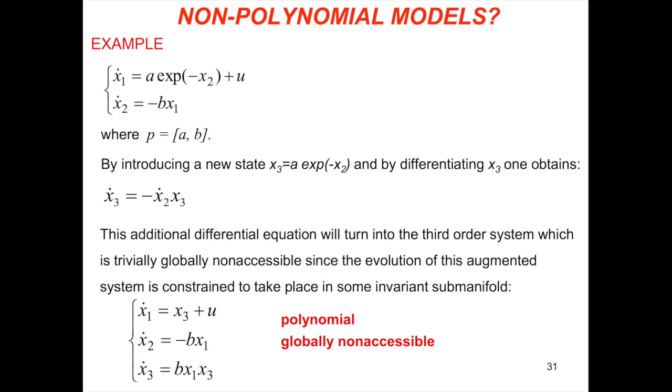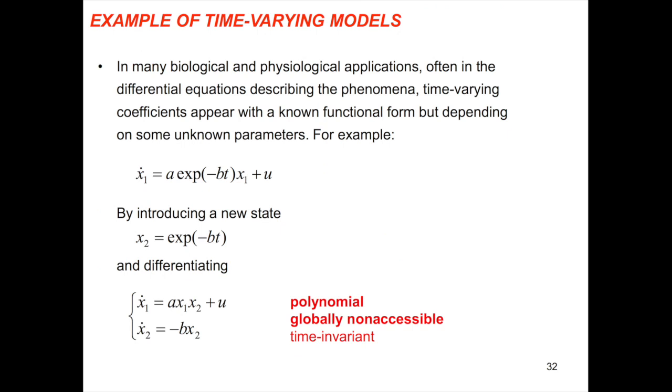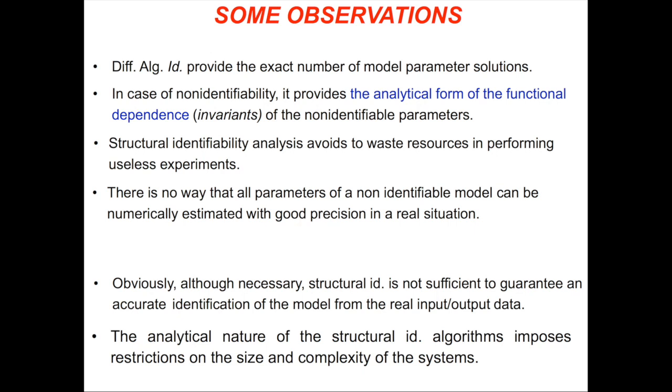The fact that we are able to check identifiability of systems which are globally non-accessible from initial conditions allows us to deal also with some non-polynomial models. For example, the exponential is one of the most popular models in biological systems. It is easy to introduce new state variables and to put your original system in polynomial form, which is obviously a trick, so it is globally non-accessible. We can also deal with time-varying models, which in practice are very common, by adding additional state variables and checking identifiability.